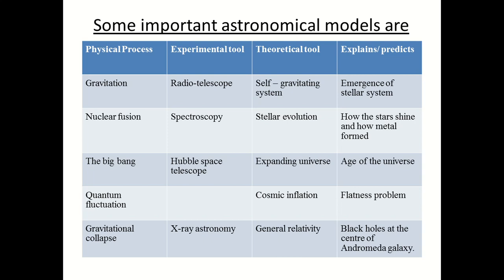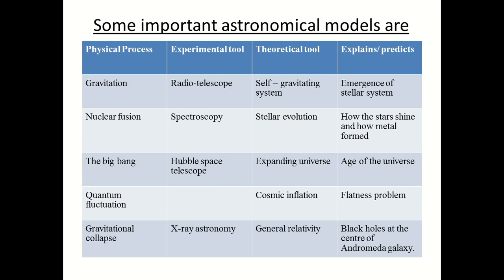Another physical process is the Big Bang. The experimental tool used to study the Big Bang theory is the Hubble Space Telescope. And the theoretical tool is the expanding universe, and it tries to explain or predict the age of the universe.